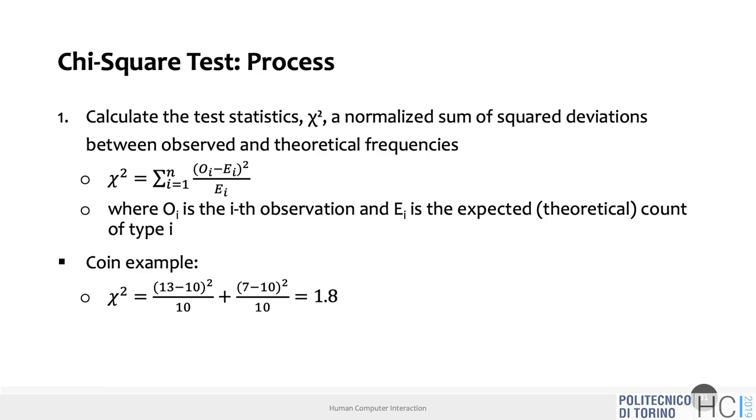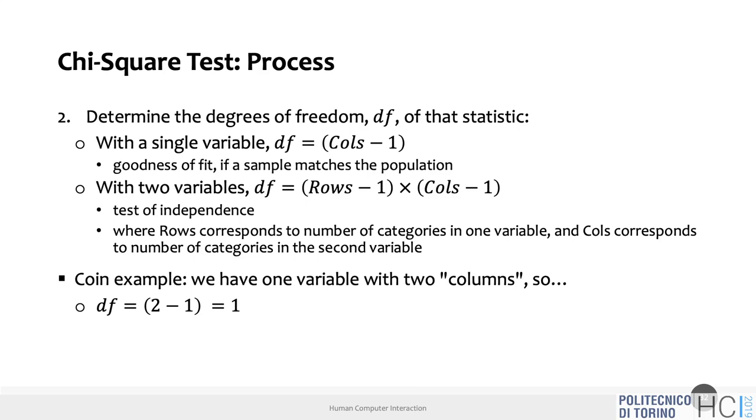And we will keep this 1.8 in a corner, because we are going to use it later to understand whether this number is good, is useful for us or not. The second thing that we need to do is to compute the degrees of freedom of the chi-square test for our data. And in general, for the chi-square test, we can compute the degrees of freedom in two ways.